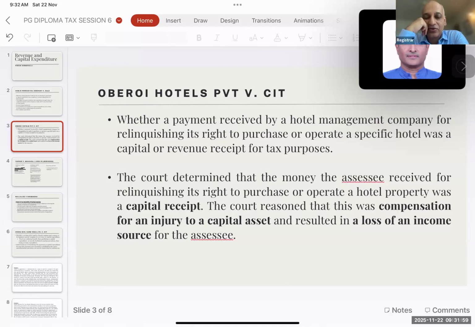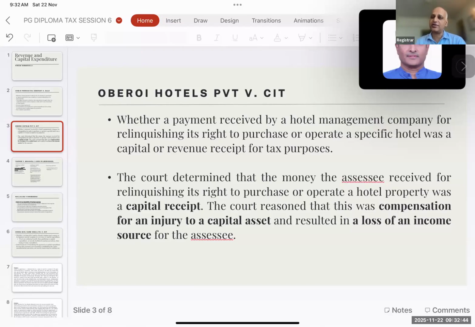Now the law has changed. The court reasoned that this was compensation for an injury to a capital asset and resulted in a loss of an income source for the assessee. The only reason I'm mentioning this is because, in this case, the payment was considered a capital receipt. If you go back to the previous case, the Anglo-Persian case, and ask what is the character of the payment in the hands of the agents whose contracts were cancelled, based on what the Oberoi Hotels case is saying, that would be a capital receipt.